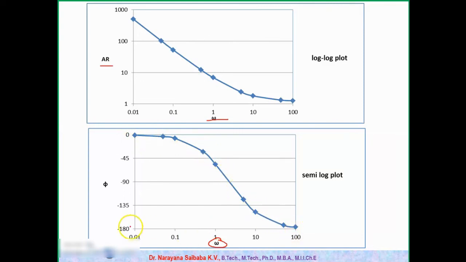If you observe, for a second order system, phi value can go up to minus 180. Here we reached minus 180, whereas for a first order system, phi can reach only minus 90. Phase lag will be minus 90, whereas for a second order system, phase lag can reach up to minus 180. If it is a third order, it will go up to minus 270. In this way, this phase lag diagram and magnitude diagram we have to draw. So this is how we have to draw the Bode diagram.